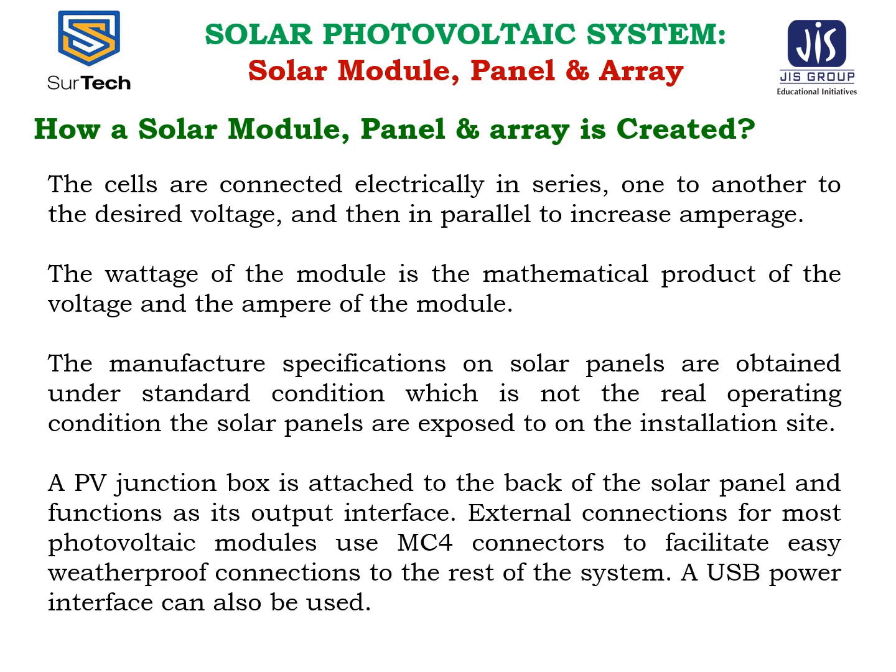A PV junction box is attached to the back side of the solar panel and functions as its output interface. External connections for most of the photovoltaic modules use the MC4 connectors to facilitate easy weatherproof connections to the rest of the system. A USB power interface can also be used.